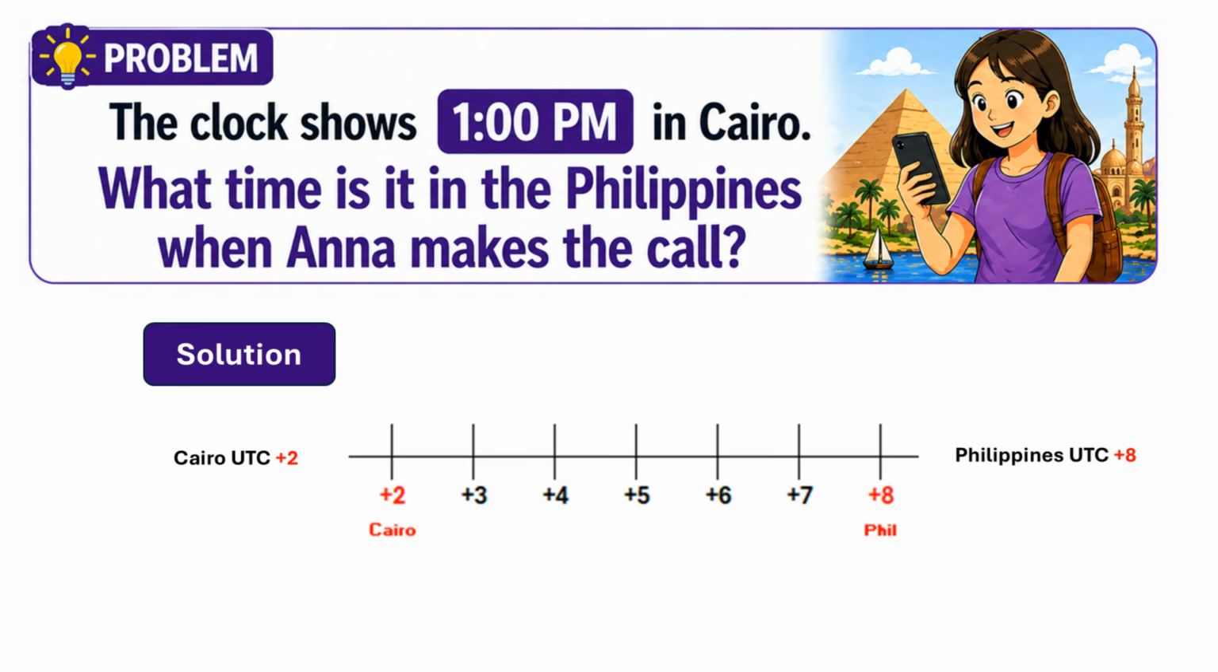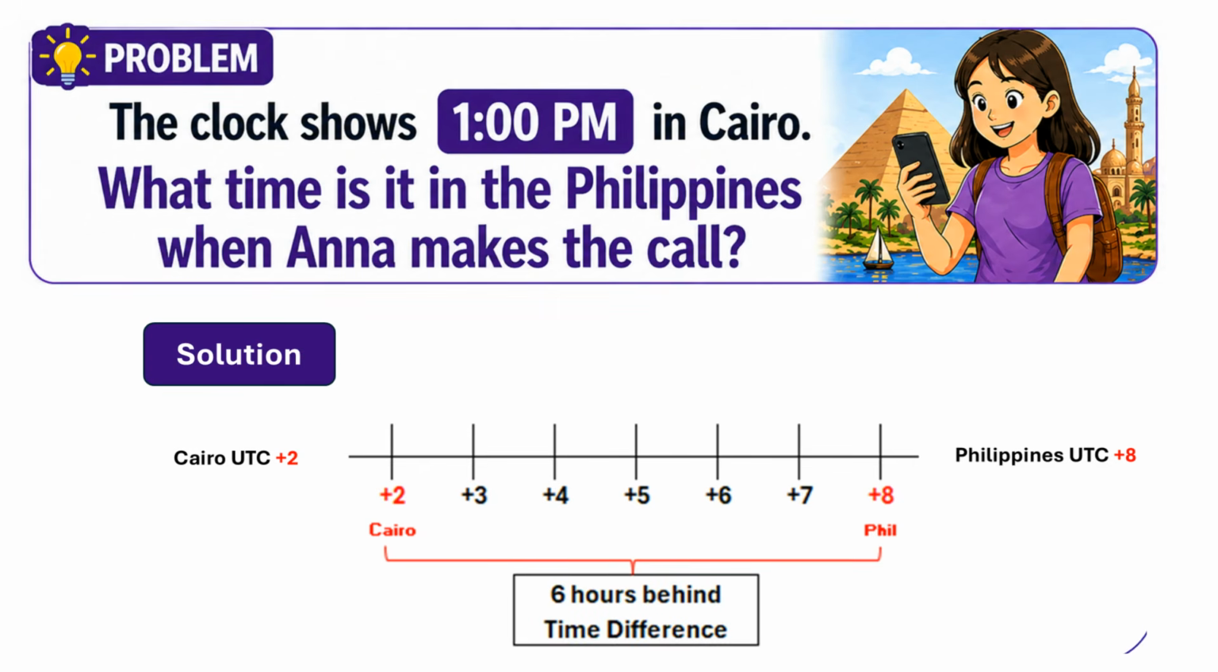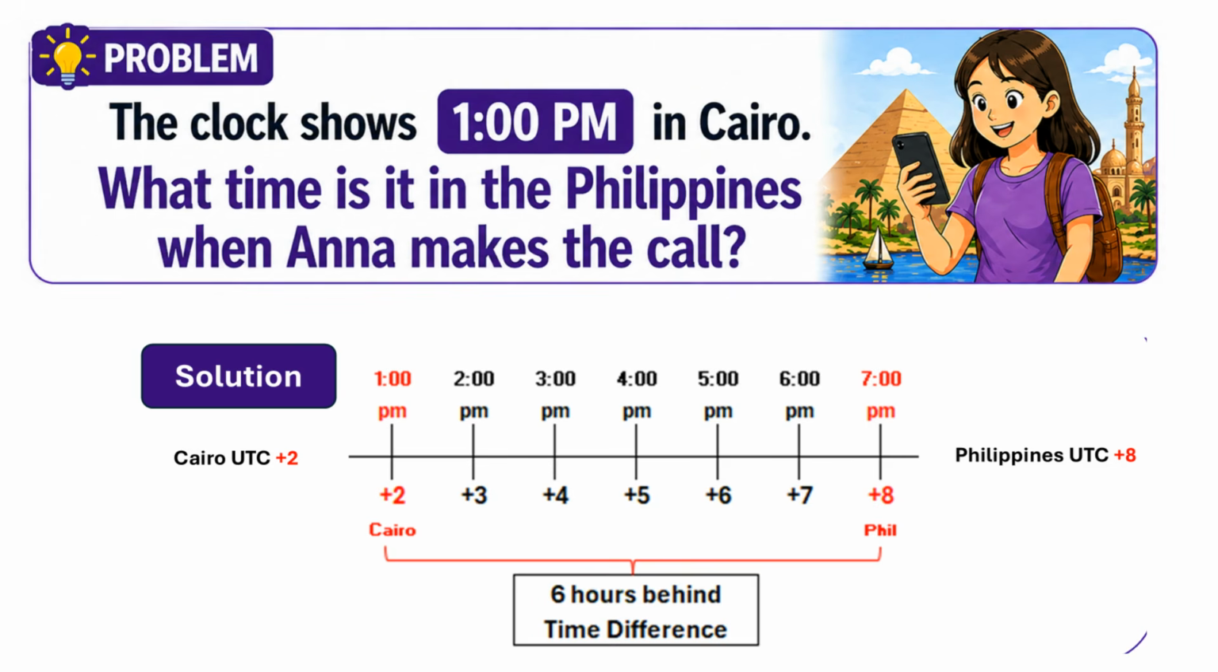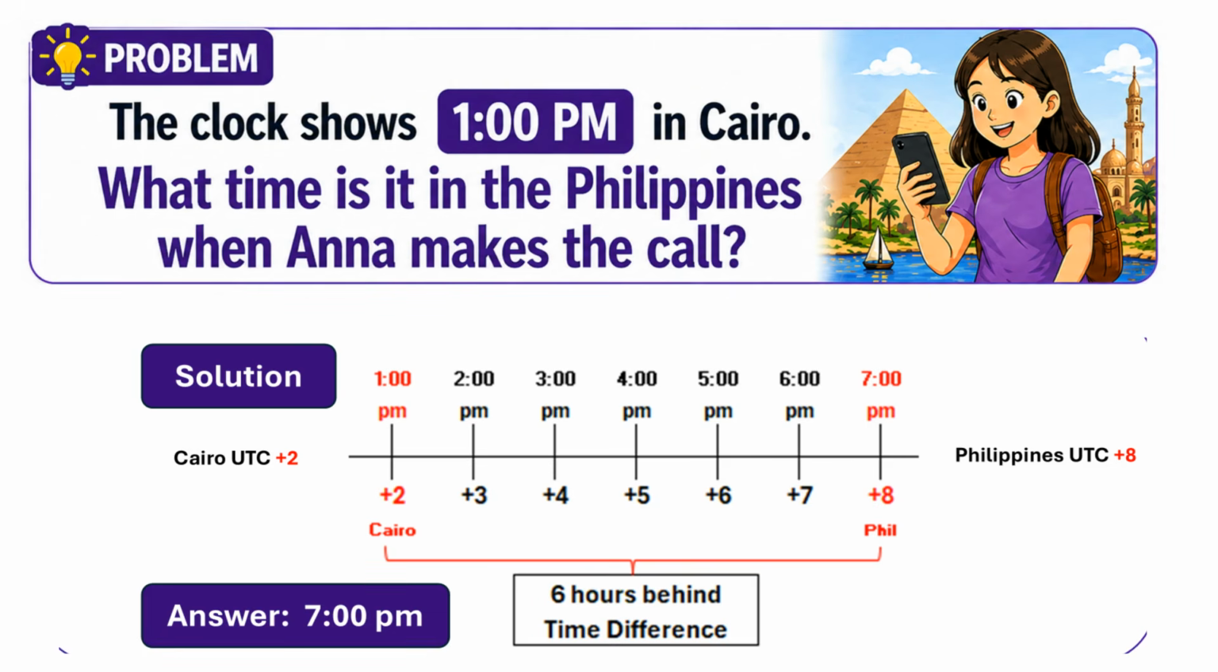All right, let's solve this. The time in Cairo is 1 p.m. Remember, Cairo is at UTC +2, while the Philippines is at UTC +8. So, what should we do? First, we find the time difference. 8 minus 2 equals 6 hours. This means Cairo is 6 hours behind the Philippines. To find the time in the Philippines, we add 6 hours to Cairo's time. Let's count forward. 1 p.m., 2 p.m., 3 p.m., 4 p.m., 5 p.m., 6 p.m., 7 p.m. So the time in the Philippines is 7 p.m. And that's our final answer.